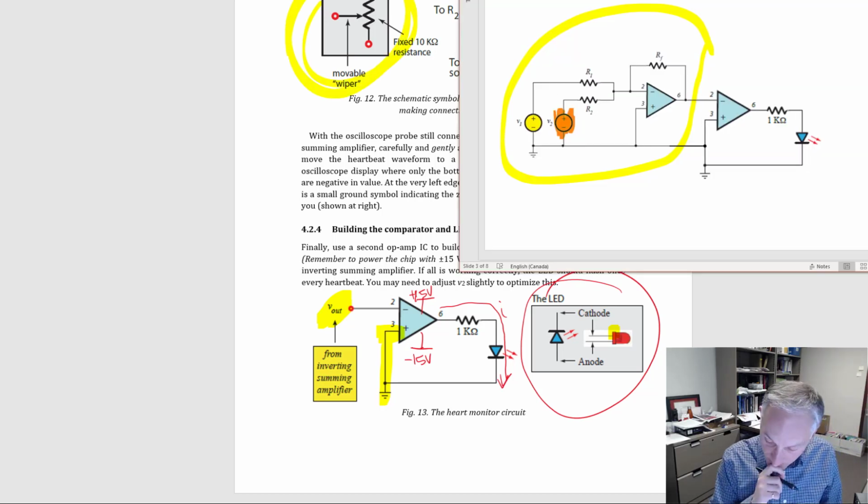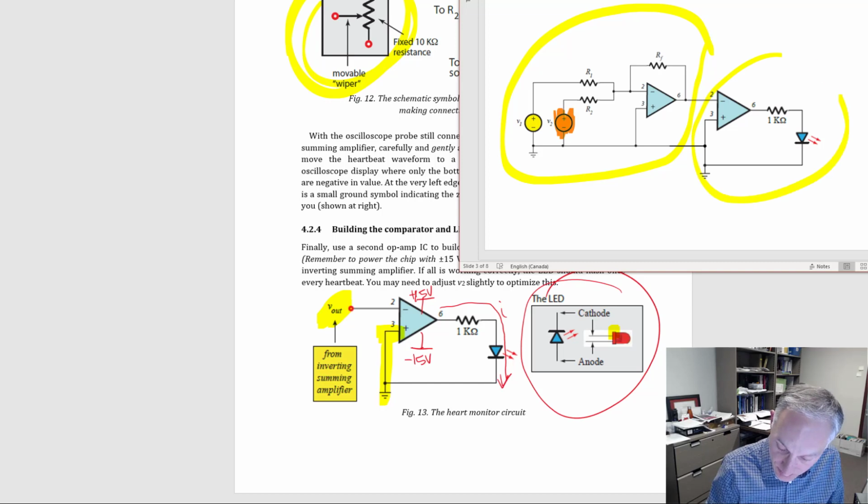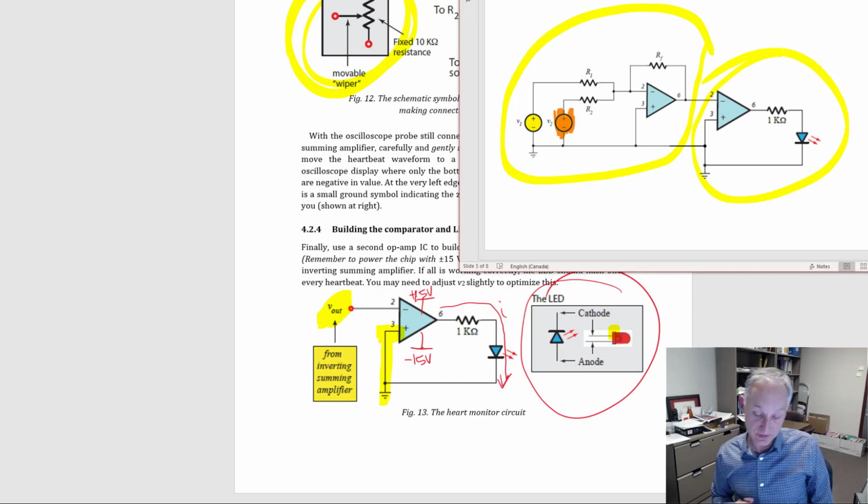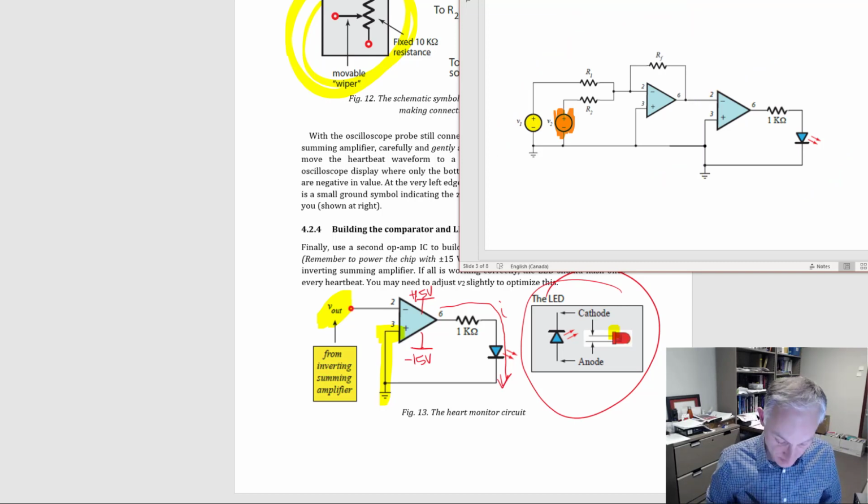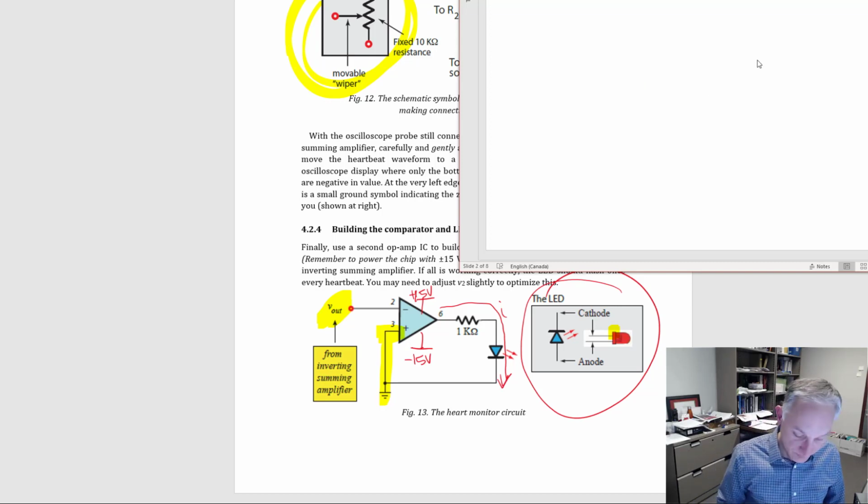So then, the second part of the circuit that you're going to build is the comparator circuit driving the LED. Okay, so that's a complete drawing there for you, so that'll be handy. So how does that LED work, in fact?